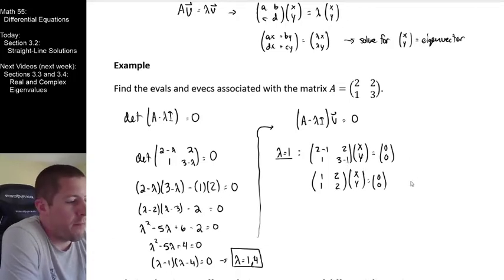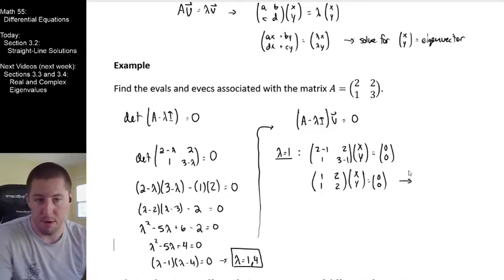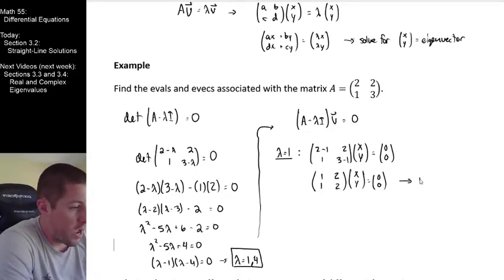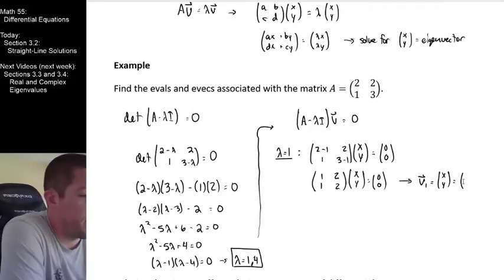So this is where I'm thinking to myself, what could I choose for x, y? Since we're going to get an entire line of solutions, there's an infinite number of things I could say for x, y right here. So I'm going to say v1 is our choice of x, y. And what can I do right here? So I'm noticing here this.